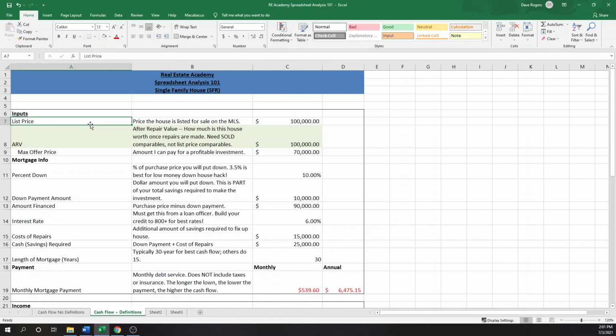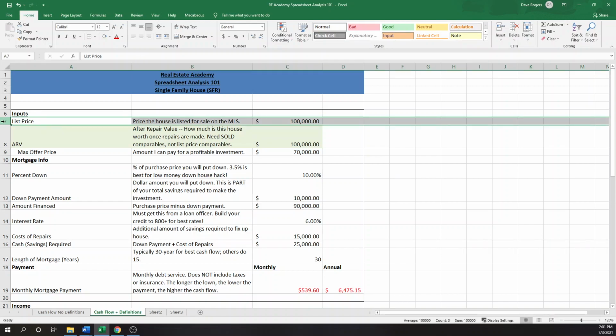For now, look at the top. We have list price, ARV, and max offer price. Basically, three different ways to consider the price of your house. First one, list price, is what is listed for on the MLS, or we could say Zillow or Redfin or any of those websites.